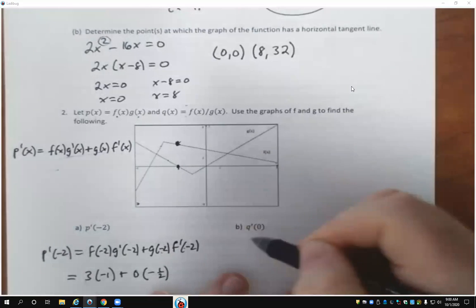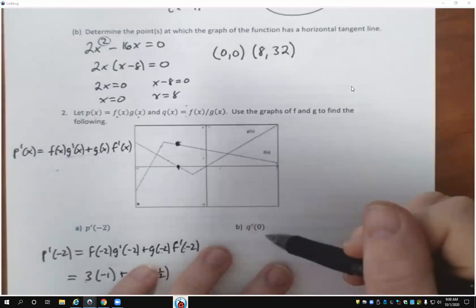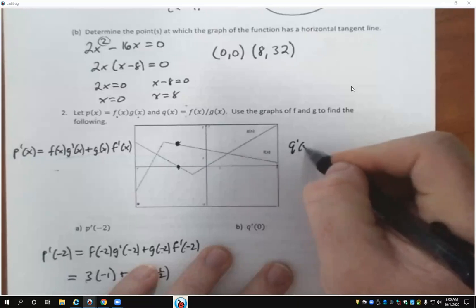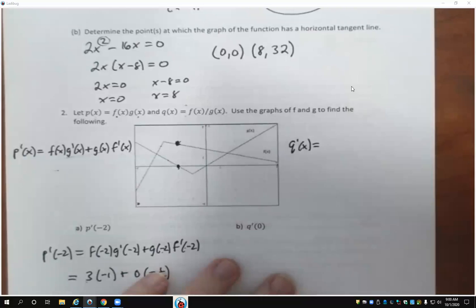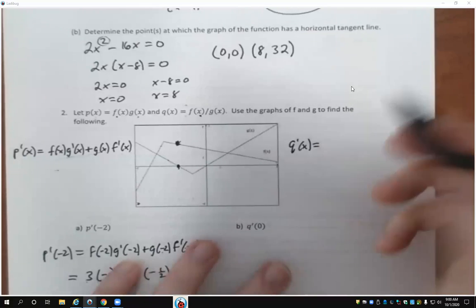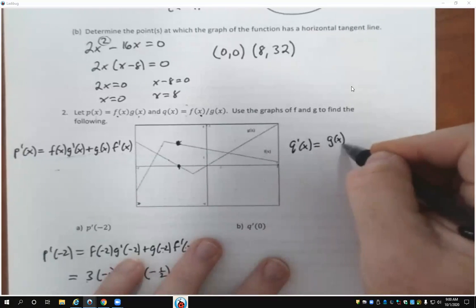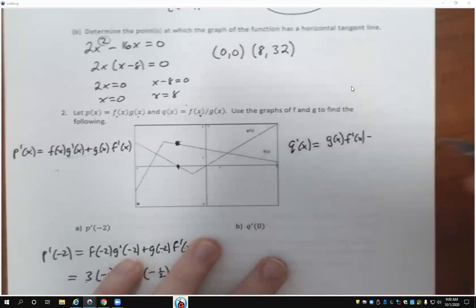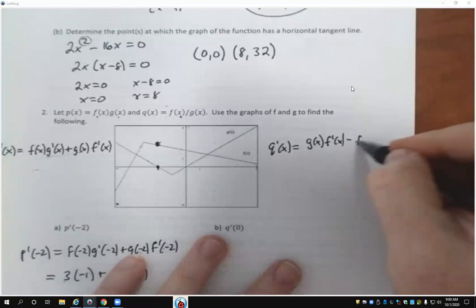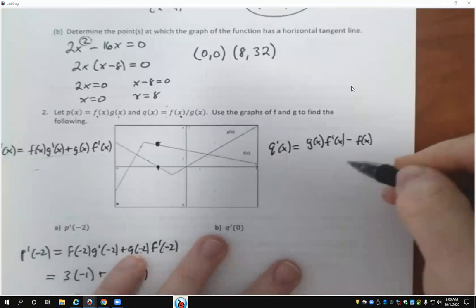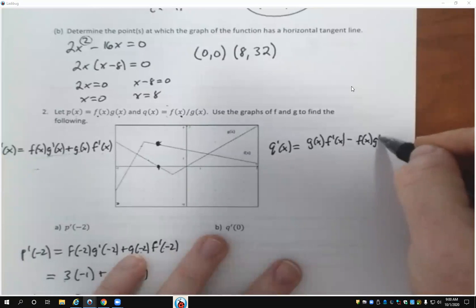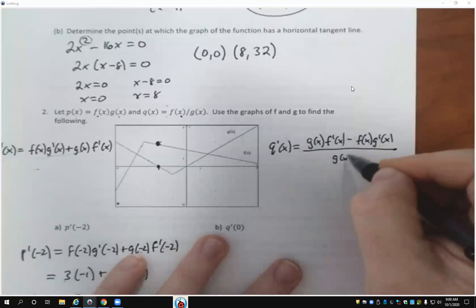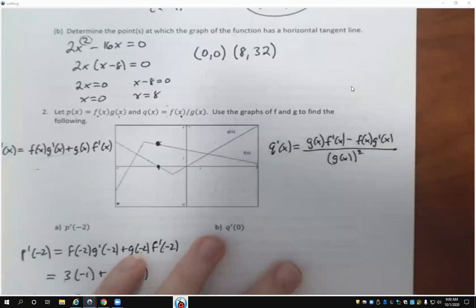All right, let's go on to B. We are asked to find q prime of 0, so we first have to find q prime of x. Okay, this is a quotient rule, so it's bottom g of x times derivative of top f prime of x minus top f of x times derivative of bottom g prime of x, all over bottom squared.